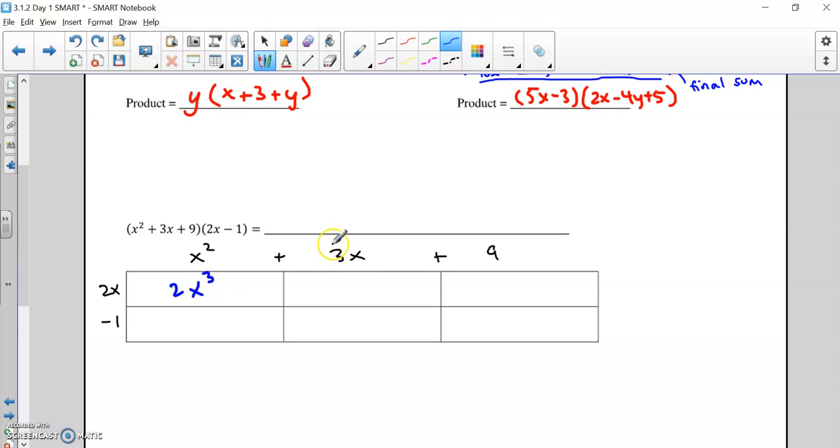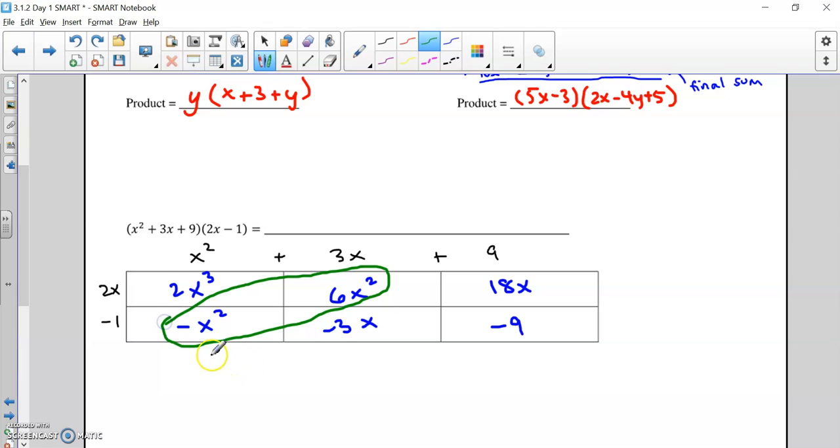Then 2x times 3x is 6x squared. 2x times 9 is 18x. -1 times x squared is -x squared. -1 times 3x is -3x. And then -1 times 9 is -9. All right. Now we are just about done. We just have to combine like terms and write our simplified expression.